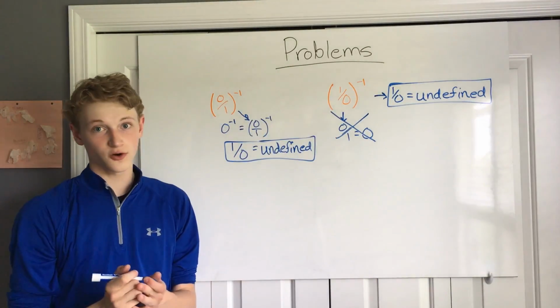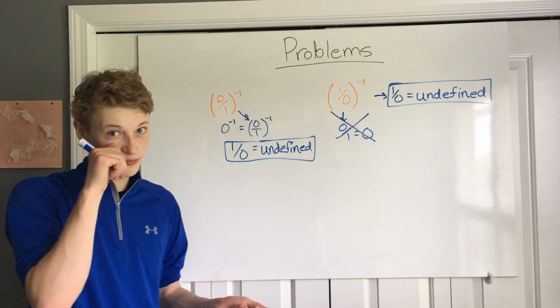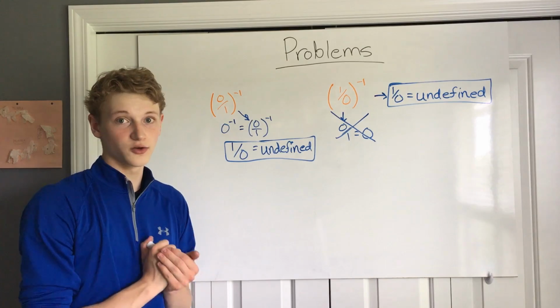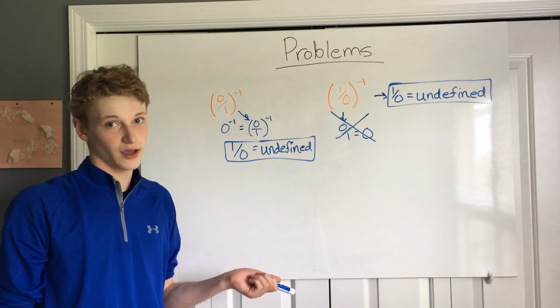So yeah, that one's really tricky because you may want to take some shortcuts that math has given you, but you always have to go back to the roots and figure out, can I do this or not? And in this case, you can't, because the roots say you can't divide 1 by 0.